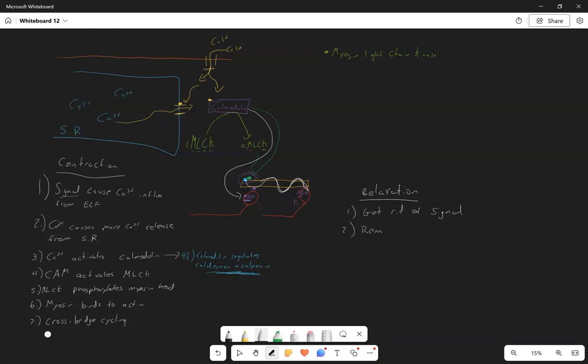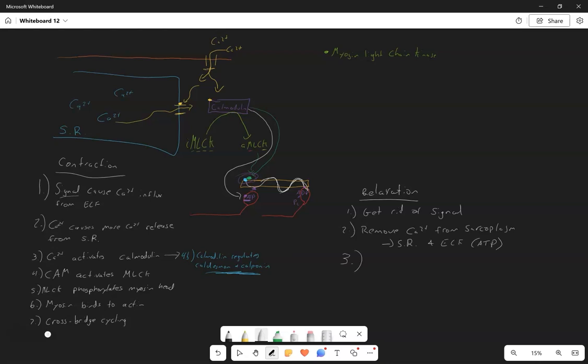Then we have to remove calcium from the sarcoplasm. So where are we going to put that calcium? We have to put it back into the sarcoplasmic reticulum and the ECF, so we have two places where we have to pump it. This is going to use ATP, so we have to use a calcium ATPase to do so. So it's going to be energetically expensive.